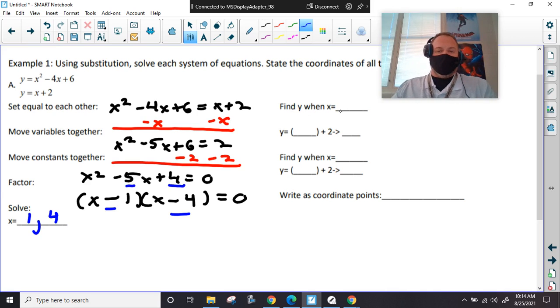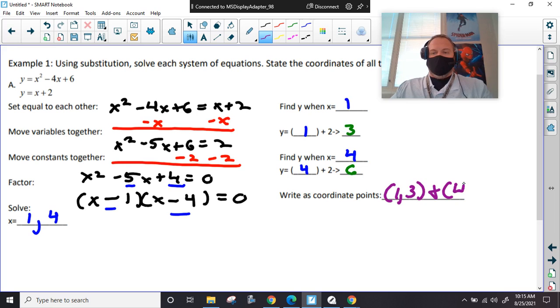Now we have to find y. We're going to find y when x is 1 and when x is 4. Okay. So all I'm going to do is plug it in, plug it in. So I get 3 right here. And when I plug in 4, I get 6. So my final answer is 1, 3, and 4, 6. Now, that was a lot of steps.